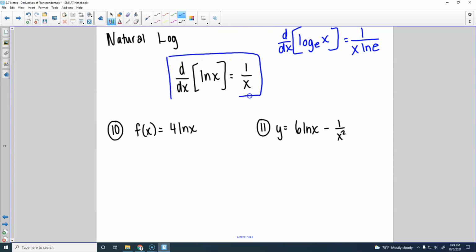And you're more likely to see a natural log or an e on the test than having a log base 5 of x. You don't see those as often, although they are occasionally on there. So if I've got 4 natural log of x, when I take that derivative, 4 just hangs out front. I got 1 over x. I could write that as 4 over x.